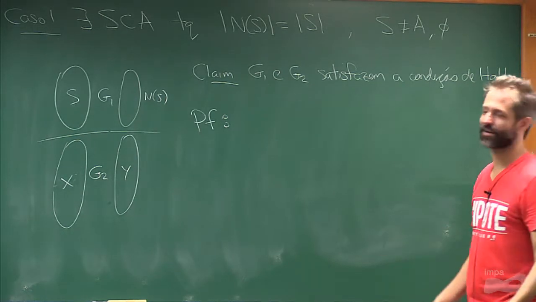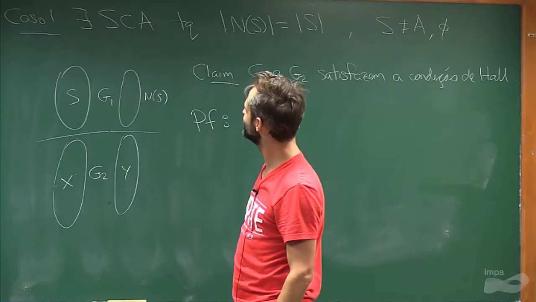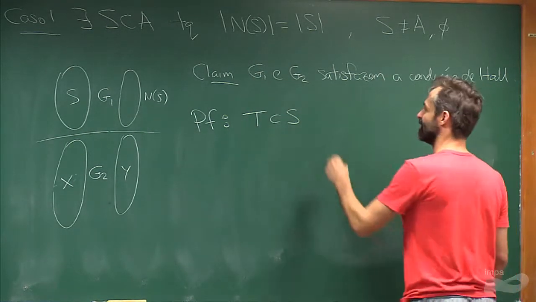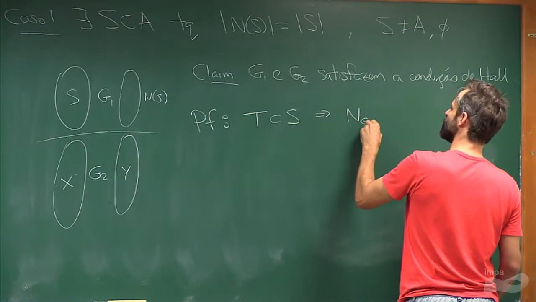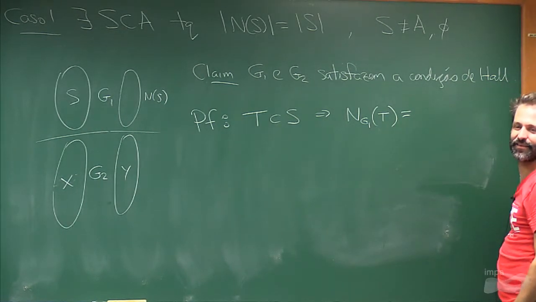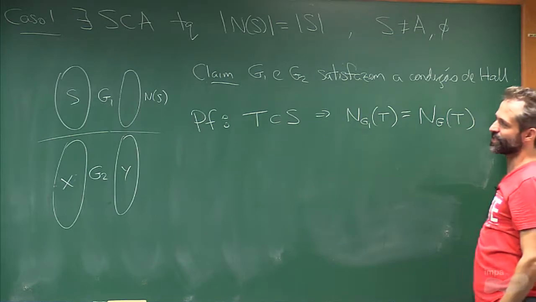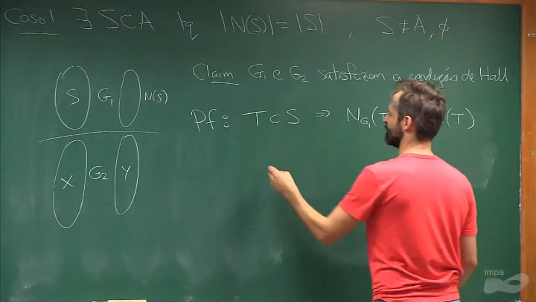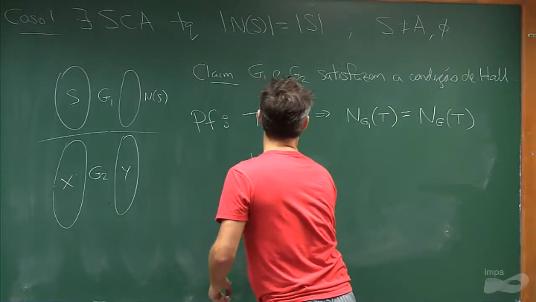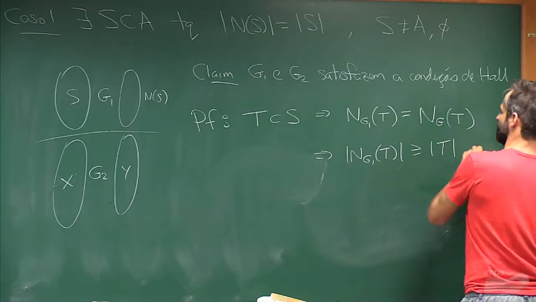Proof, I mean, just check, right? So, I shouldn't really call it S, should I? Okay, whatever. So let T be a subset of S. That implies that the neighborhood in G1 of T is equal to the neighborhood in G. You haven't lost any edges, because there are no edges between here and here. So the size of the neighborhood in G1 of T is at least the size of T, by Hall. OK, so that was easy.